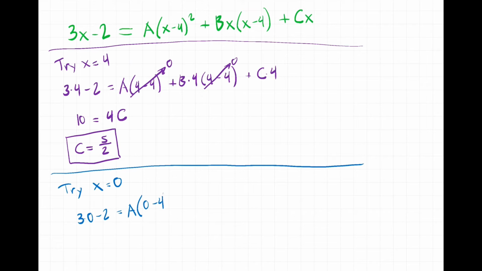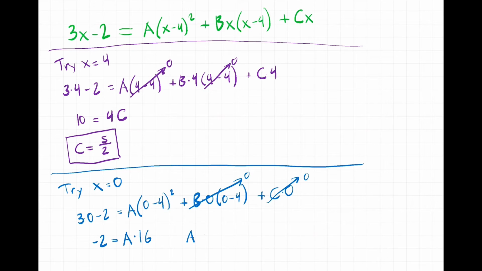0 minus 4 squared, plus b times 0 minus 4, plus c times 0. So b times 0 times anything goes to 0, c times 0 goes to 0. And we are left with negative 2 equals a times negative 4 squared, which is 16. So that means that our a is equal to negative 2 over 16, or negative 1/8.